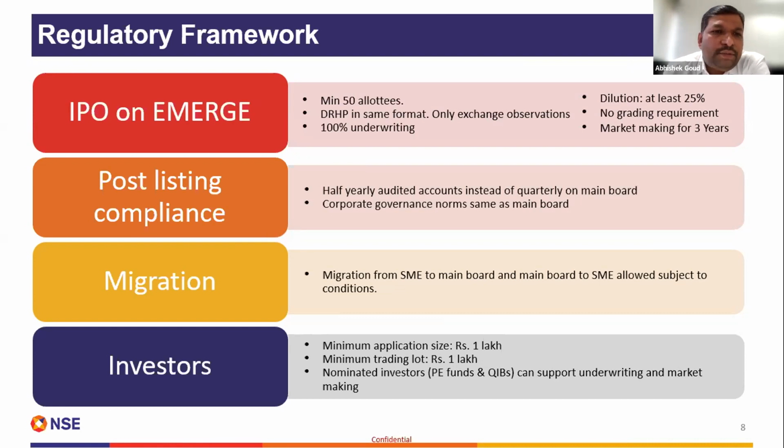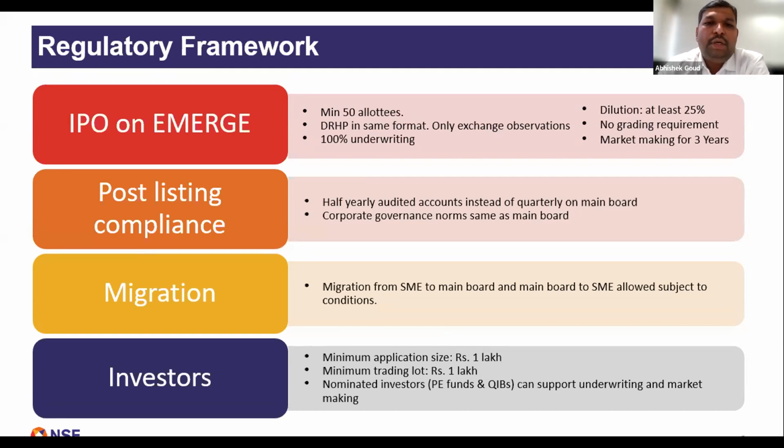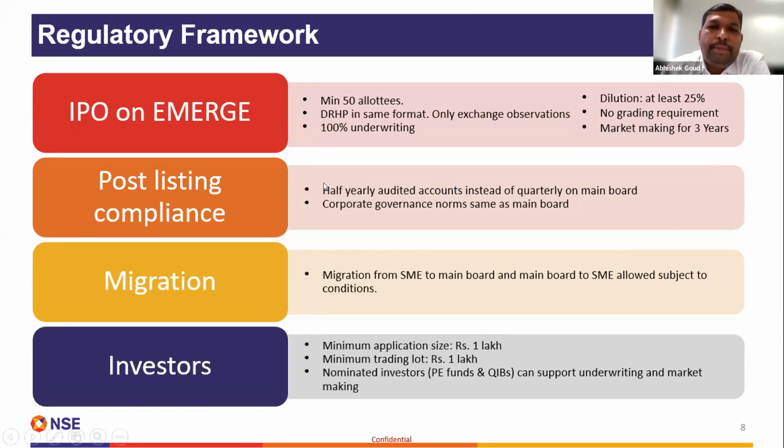Post-listing compliances, yes, this is one of those regulations which is largely talked about, and most of the enterprises feel that it is a kind of tough thing. But if we look at the main board, companies are required to give their financial results quarterly, whereas an SME enterprise, when listed on SME, is required to give half-yearly unaudited results, which is only 6 months time, and then 1 year would be the annual accounts. So that is how the post-listing compliance is also relaxed to some extent.